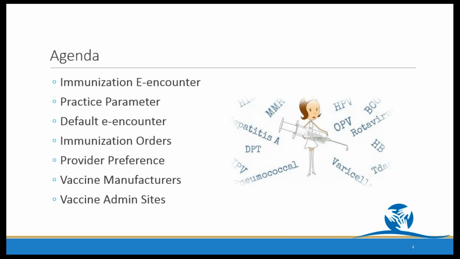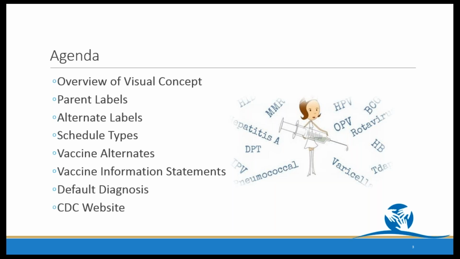So on our agenda today, we're going to talk about immunizations e-encounters, some practice parameters, default e-encounters, immunization orders, provider preferences, vaccine manufacturers, vaccine admin sites, as well as we'll take a look at the overview of the visual concept of our best practice of setting up your immunization schedule, parent labels, alternate labels, schedule types, vaccine alternates, vaccine information statements, default diagnosis, and we'll take a look at the CDC website.